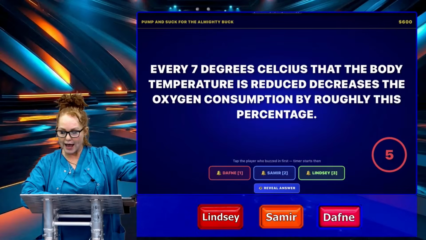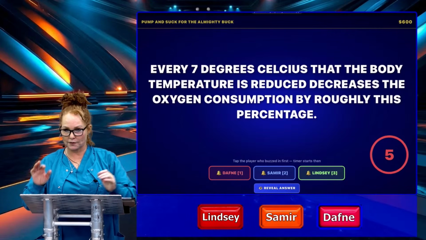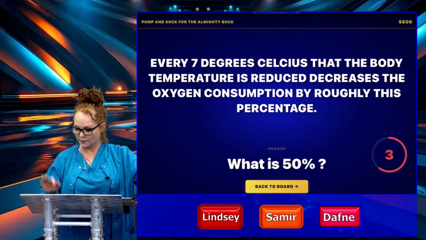Let's keep the same category, Pump and Suck for 600. Every 7 degrees Celsius that the body temperature is reduced decreases the oxygen consumption by roughly this percentage. Samir, what is 50%? That is correct. Control of the board, Samir.